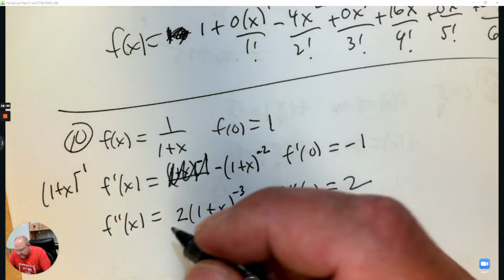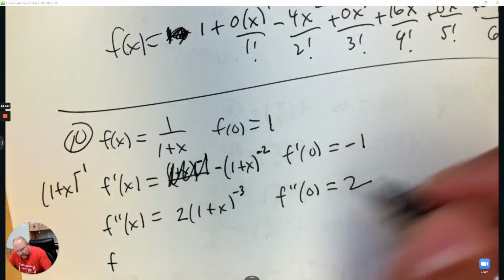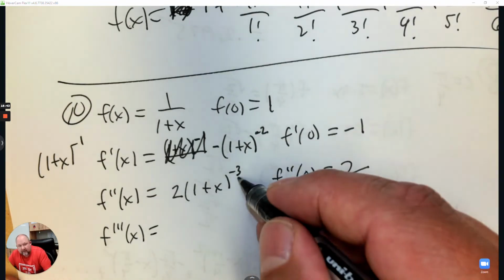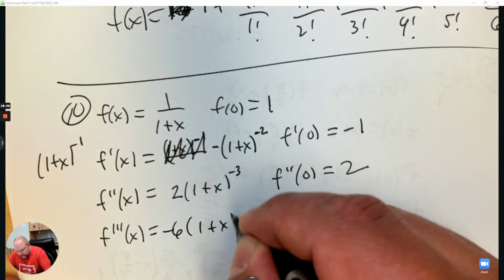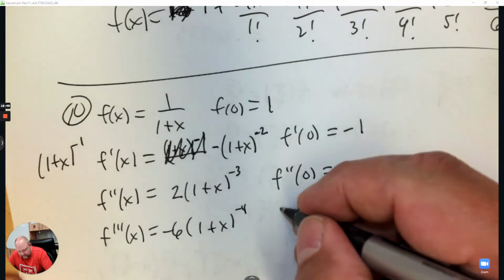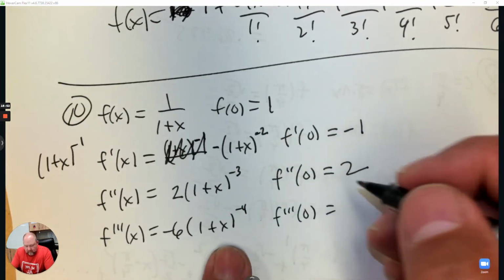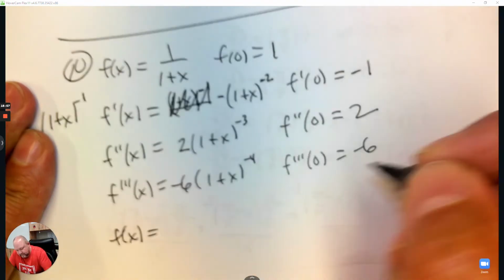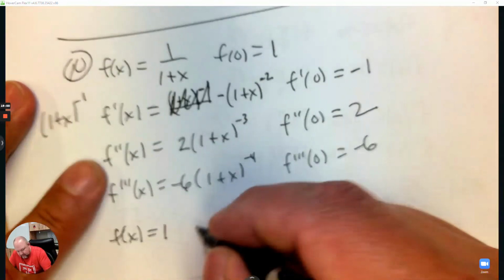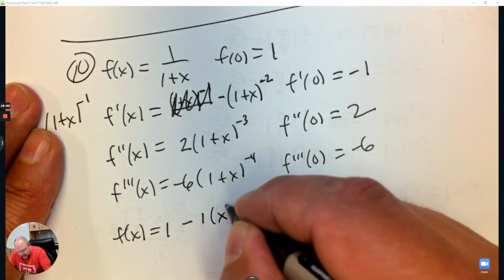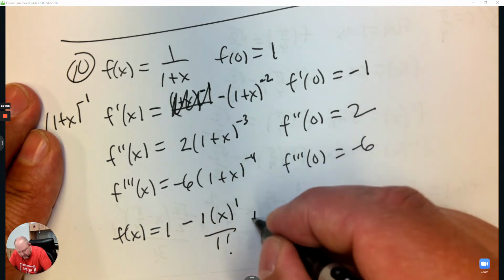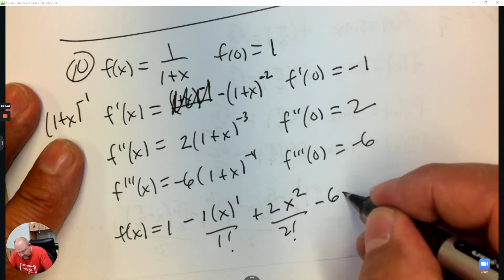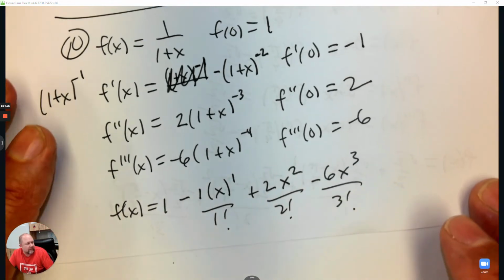Let's do it one more time. Then we got 1, 2, 3, 4. So negative 3 times 2 is negative 6. Subtract 1. So 1 to any exponent, so it's negative 6. Now the pattern, what we were trying to practice. So we start with 1 minus 1 x to the 1 over 1 factorial plus 2 x squared over 2 factorial minus 6 x cubed over 3 factorial, and we did it.